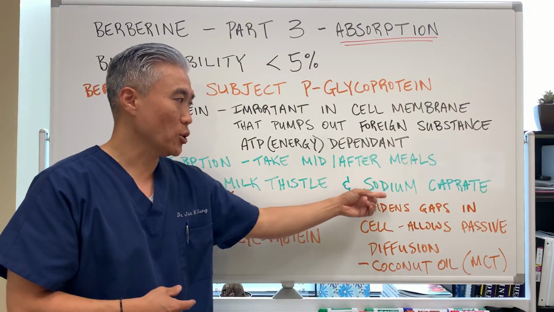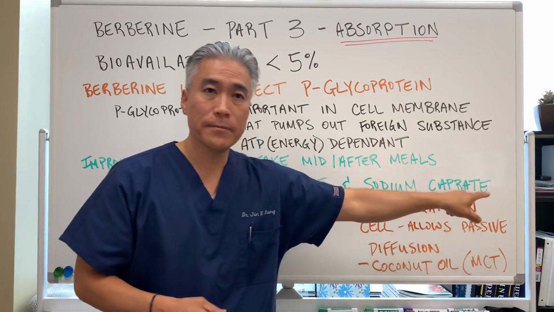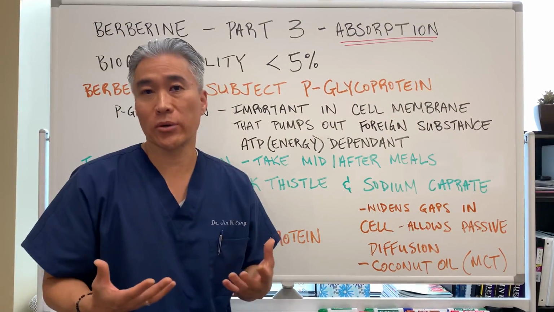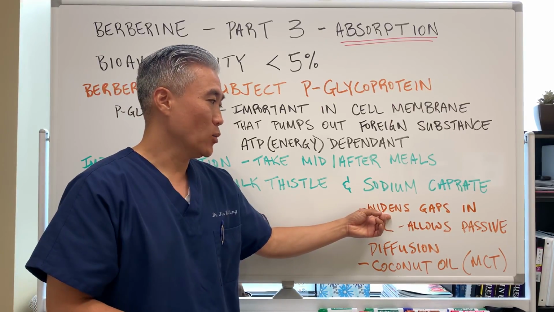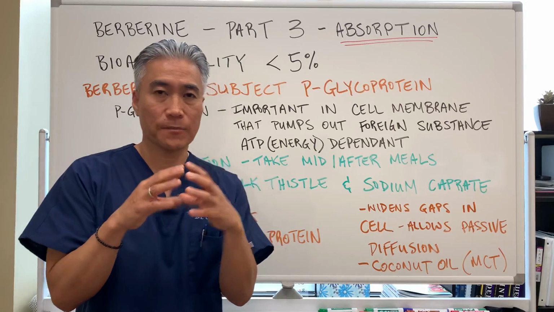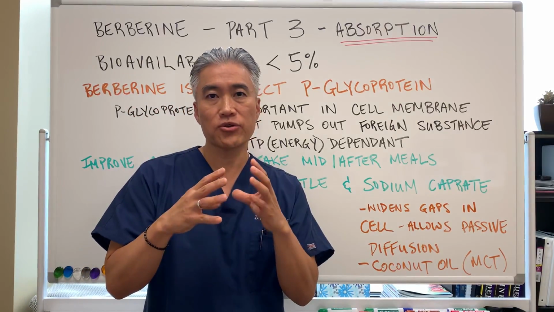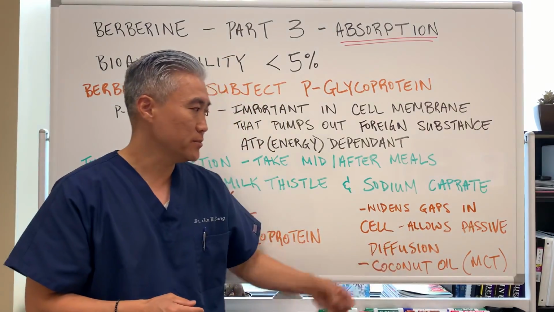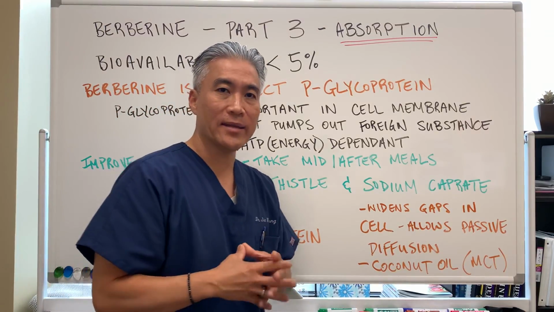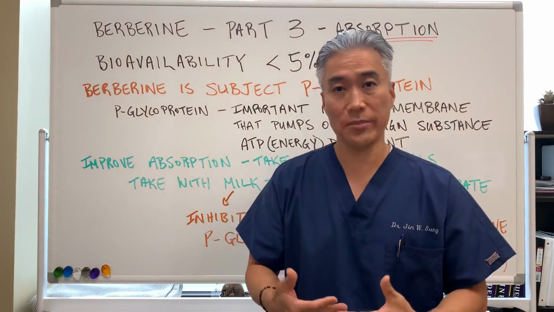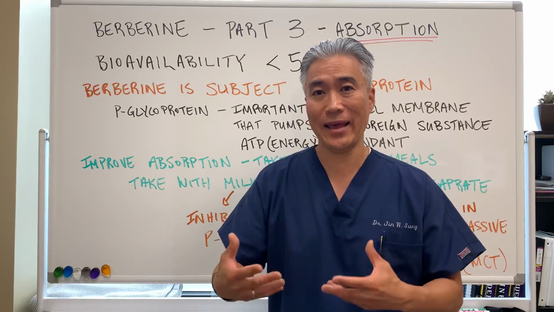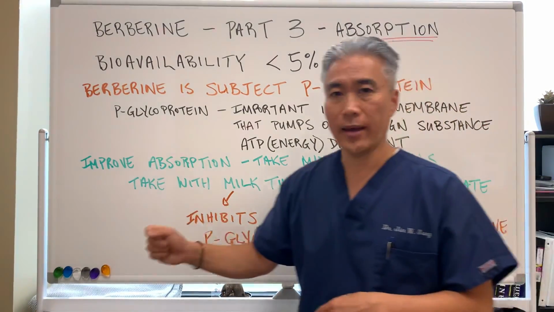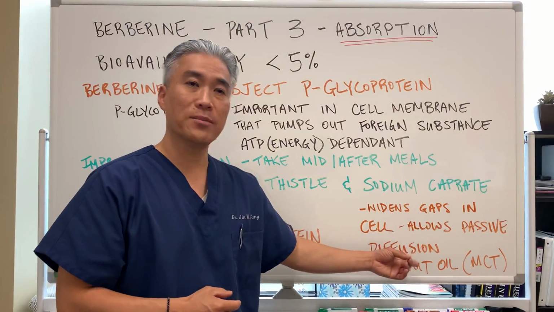You can also take it with sodium caprate or capric acid, which is found in coconut oil. What happens is it widens the gap in the intestinal tract, in the cells. Paracellular diffusion can occur, so it allows passive diffusion. So if you want to enhance the bioavailability and also enhance absorption rates, you can use milk thistle and coconut oil or MCT oil.